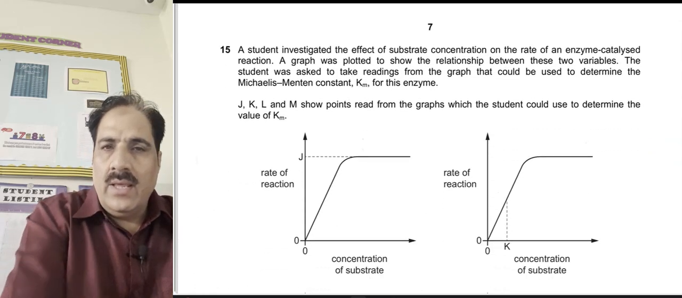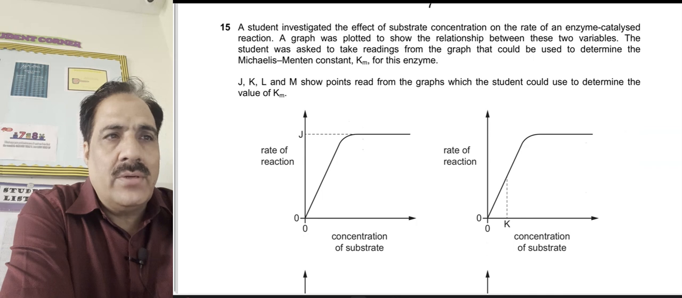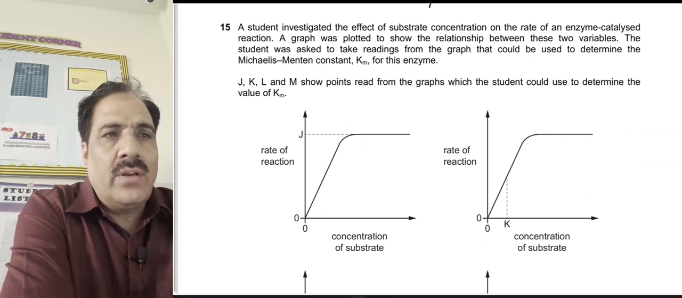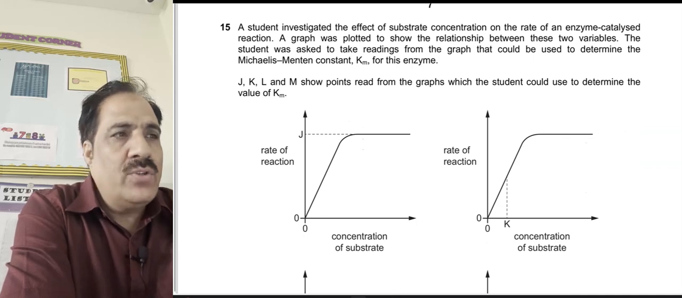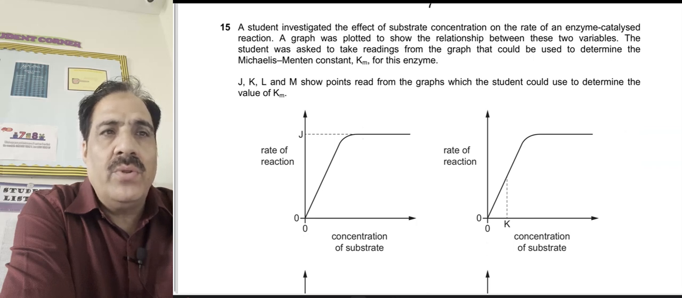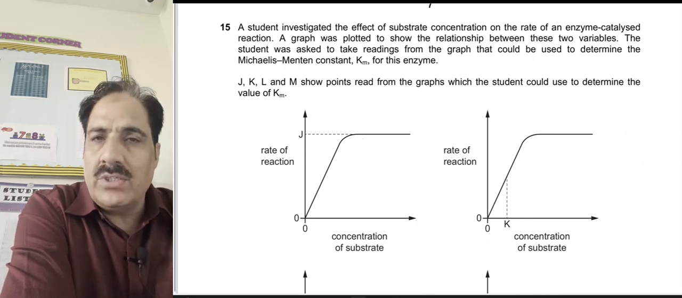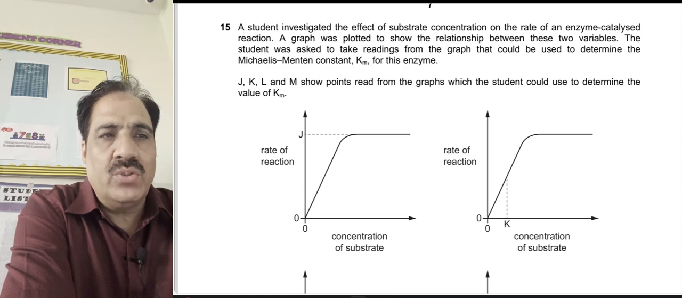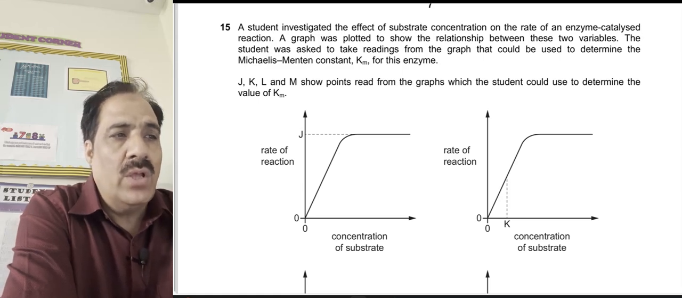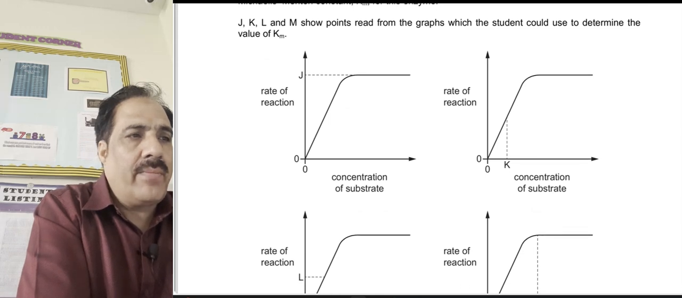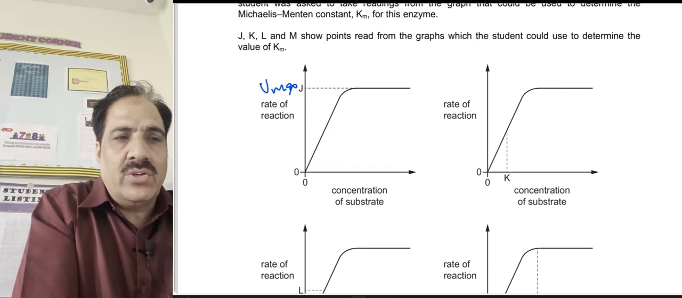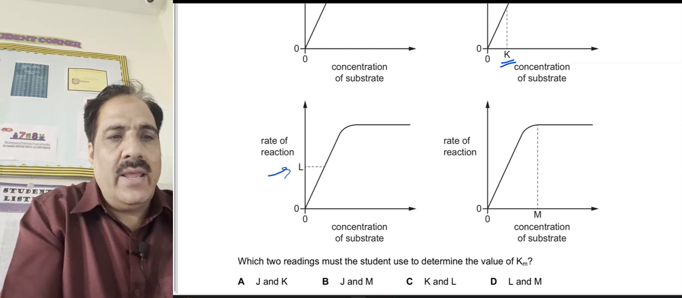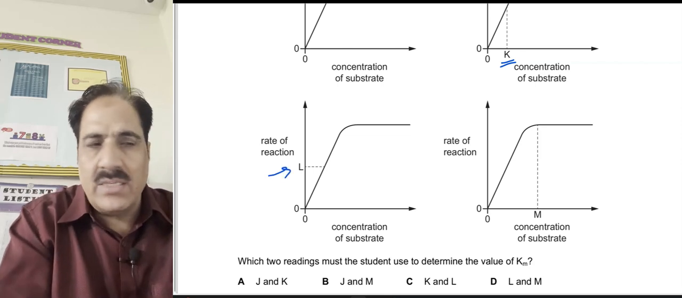Moving to question number 15. A student investigated the effect of substrate concentration on the rate of an enzyme catalyzed reaction. A graph was plotted to show the relationship between 2 variables. The student was asked to take readings from the graph that could be used to determine the Michaelis-Menten constant Km for this enzyme. J, K, L and M show points read from the graph which the student could use to determine the value. We know J is the Vmax. K is where we find the substrate concentration for the Michaelis-Menten constant. And L is the half of Vmax. And M is the substrate concentration when it is having the maximum Vmax.